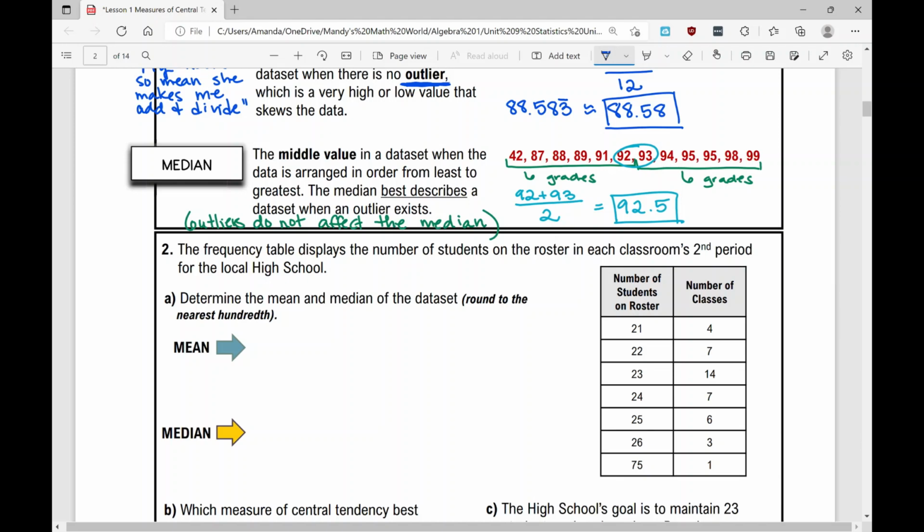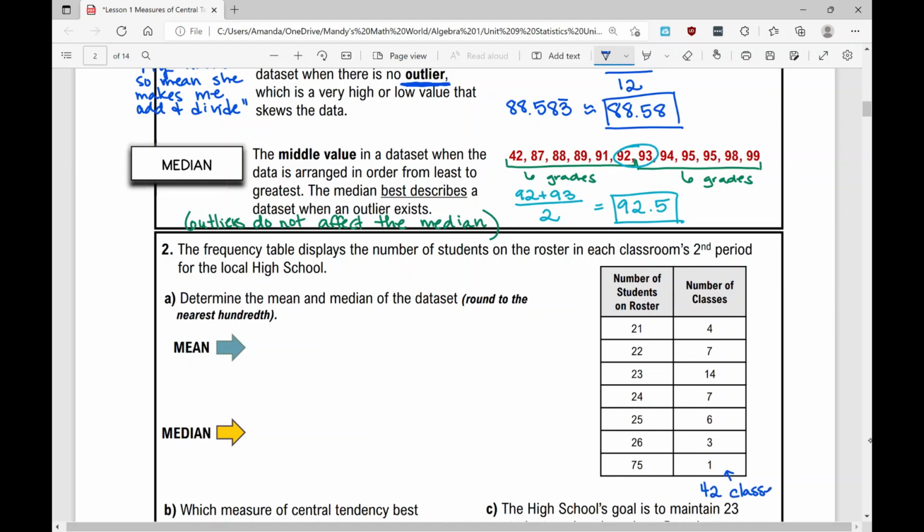So really what you need to do, take a minute when you're given any kind of graph, which we'll be looking at over the next few days, and tables, make sure you understand what you're looking at here. Okay, so I have the number of students, then I have the number of classes. How many total classes are in the school? Well, that would be 4 plus 7 plus 14 plus 7 plus 6 plus 3 plus 1. That's 42 classes. I'm going to write that down.